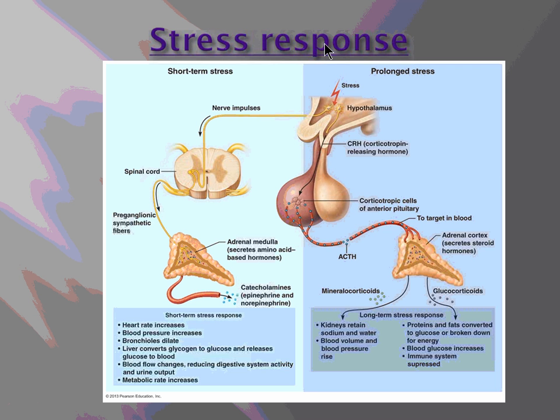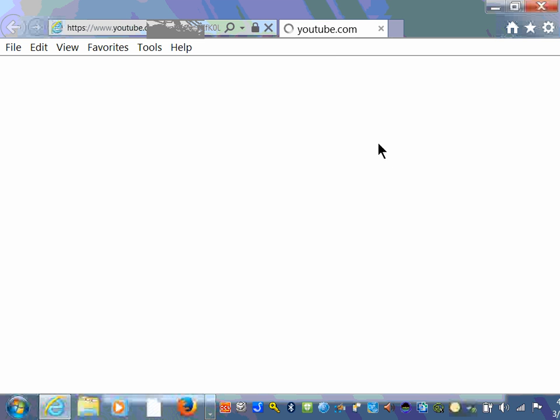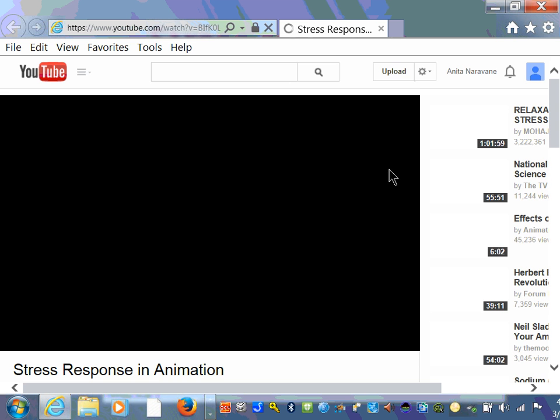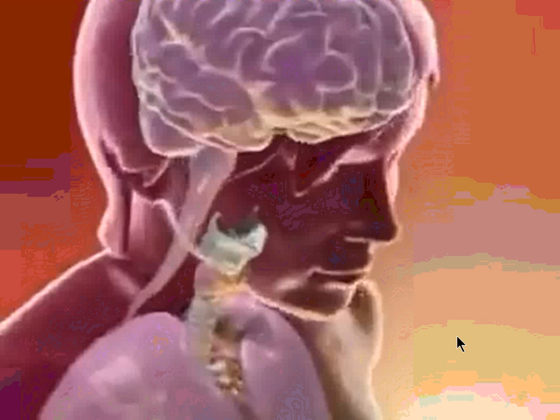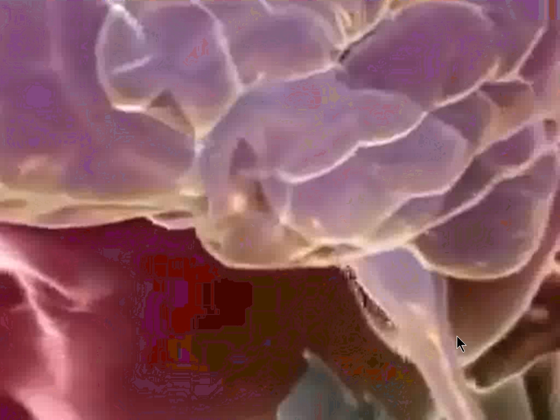And so let's look at the stress response. In stressful situations, the body switches on its autonomic nervous system and neurobiological processes in an attempt to make homeostasis prepared for its reaction to stress.